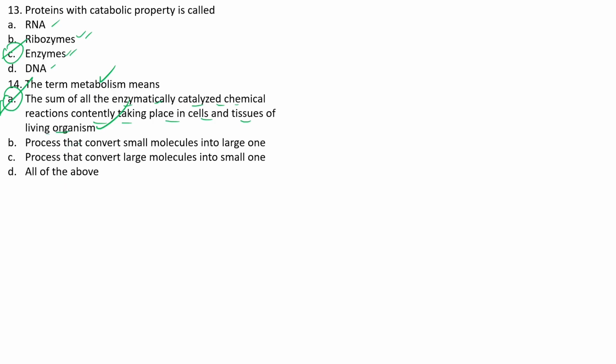The process that converts small molecules into large ones, or the third option, the process that converts large molecules into small ones. They are called catabolism and anabolism. Okay, we know. So the right answer is A over here.